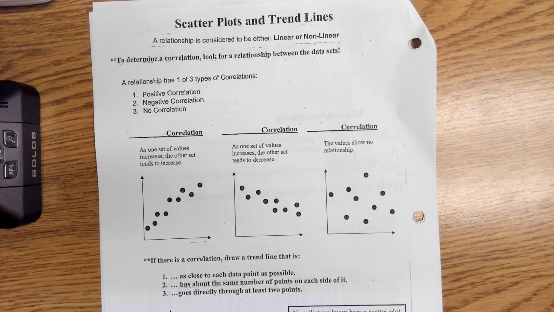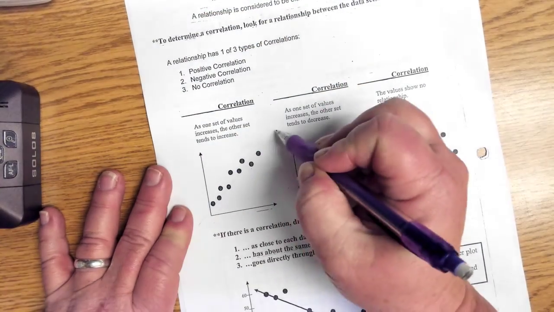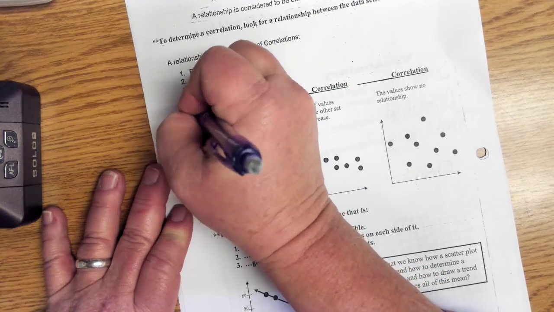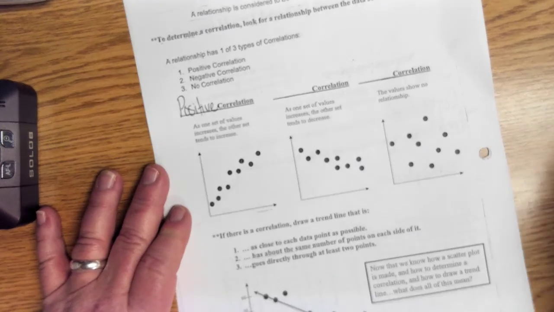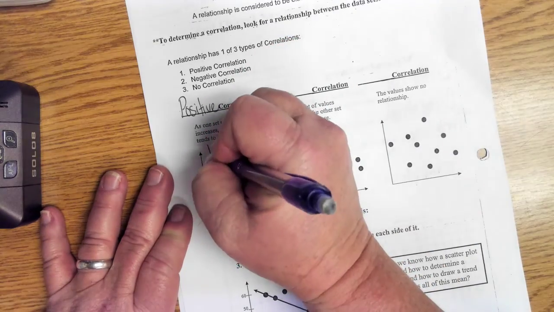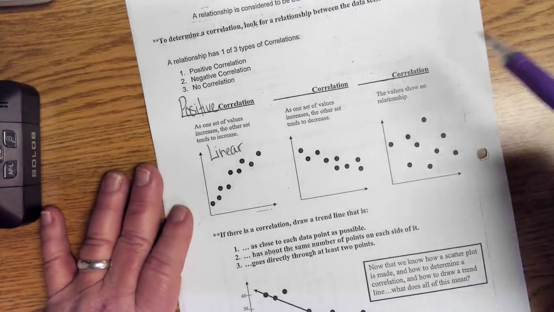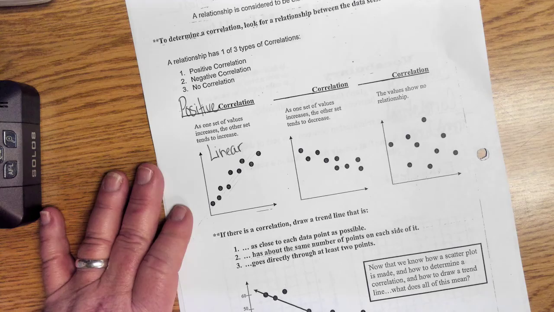A relationship is considered to be either linear or nonlinear. To determine a correlation, look at the relationship between the sets of data. A relationship has one of three types of correlations. Positive correlation is when the data goes up from left to right. That is called positive correlation. It is also linear, isn't it? Okay, so we're going to call that positive, and we're going to call that linear because it pretty much forms a line.